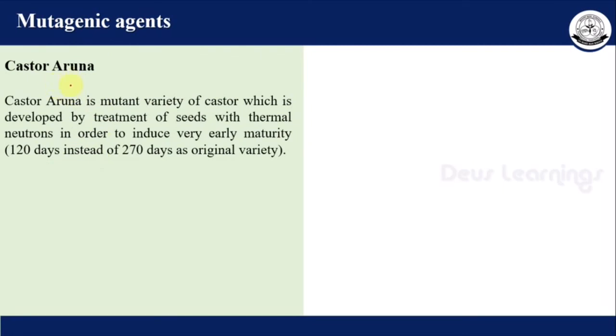Then there is Castor Aruna. It's a mutant variety of castor which was developed by treatment of seeds with thermal neutron in order to induce very early maturity, right? Like instead of 270 days, it was ready in 120 days.